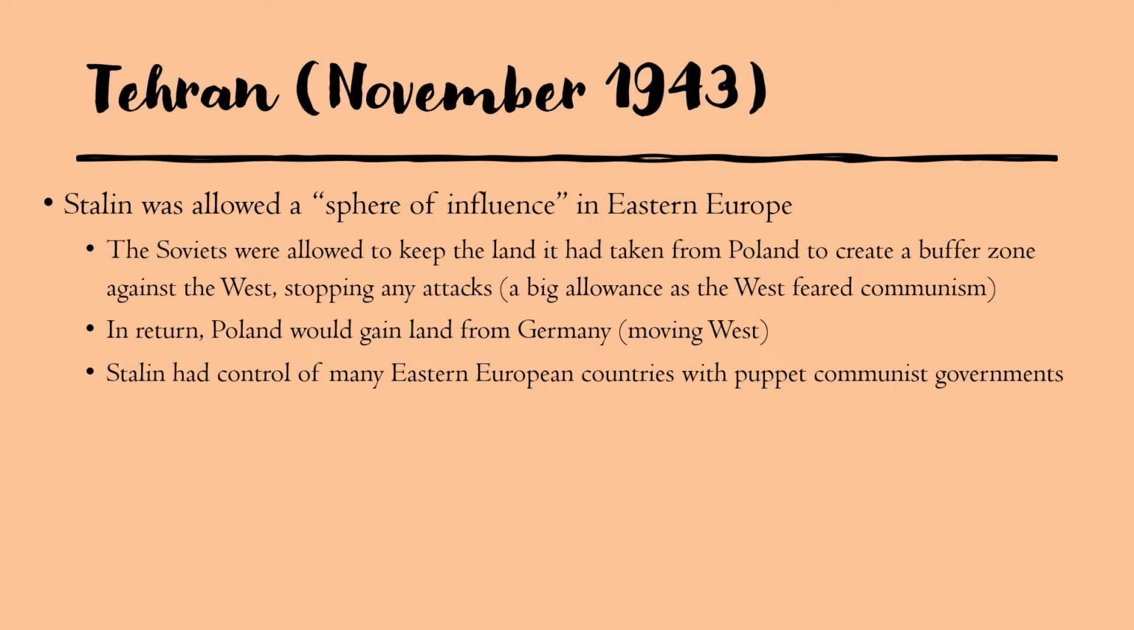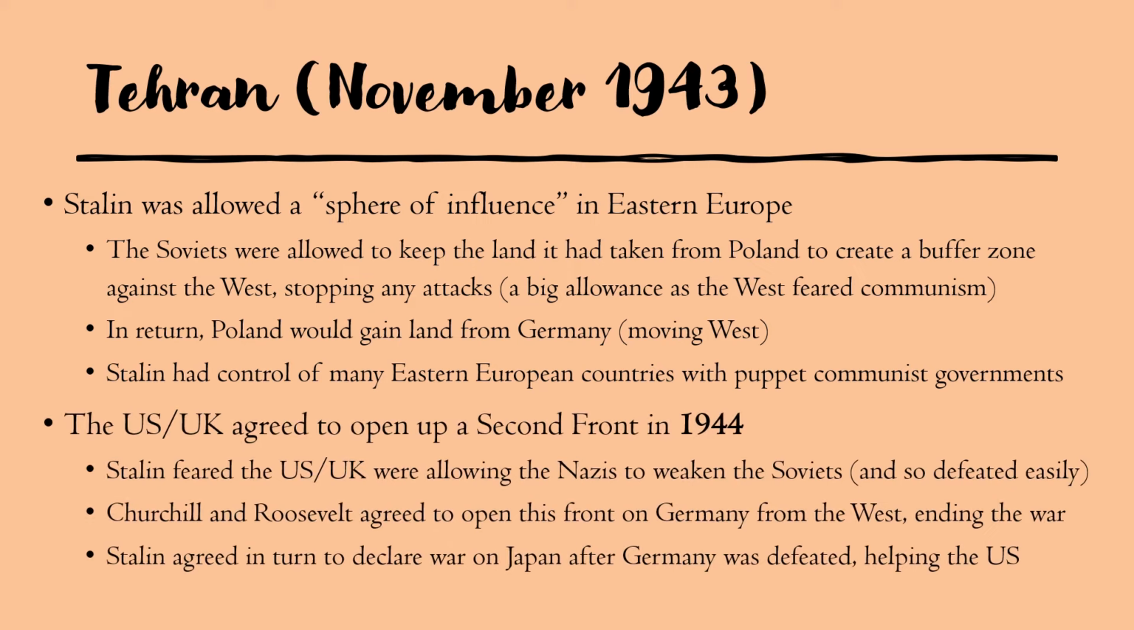And so what Stalin did though was to put in many puppet communist governments. So governments in these Eastern European countries who agreed with him, who would do what he told them to do, and so his influence spread.